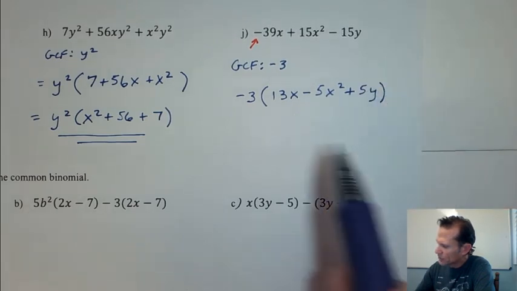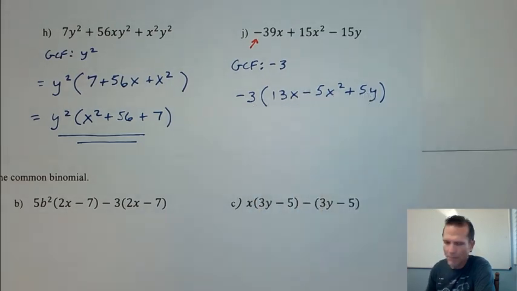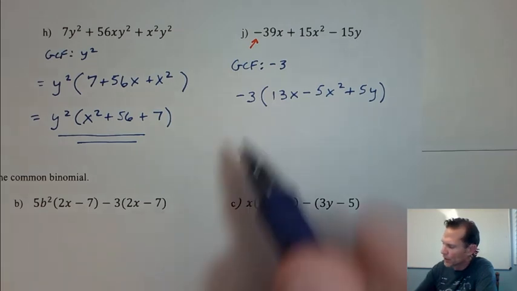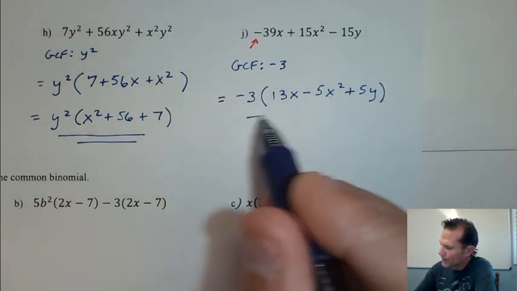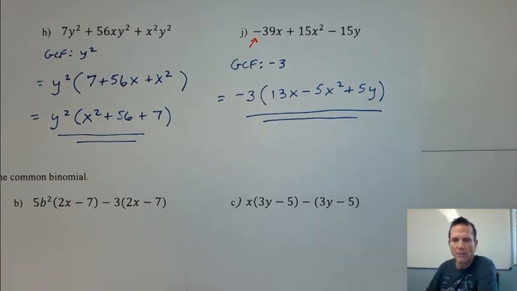And if you check this with the distributive property, it's a good idea to just do a quick mental check. You'll see that it works. It's equivalent, and therefore we factored out the GCF correctly. Okay. All right, next we'll move on to some more factoring, just other variations of factoring.